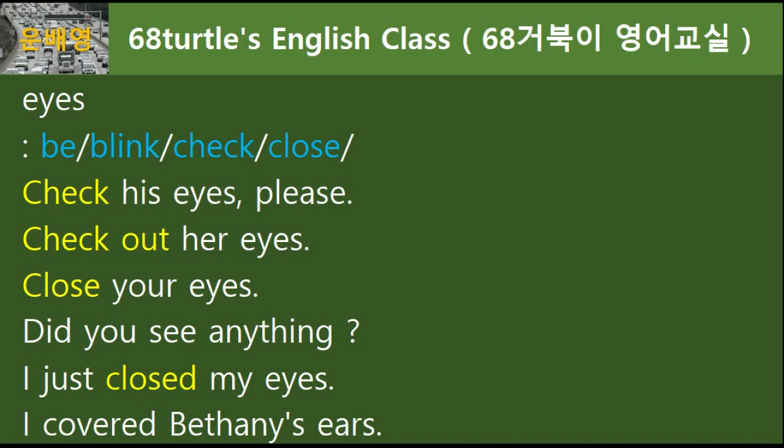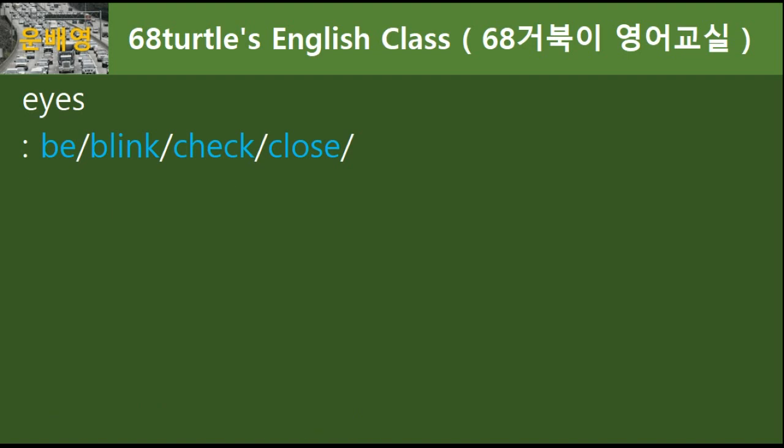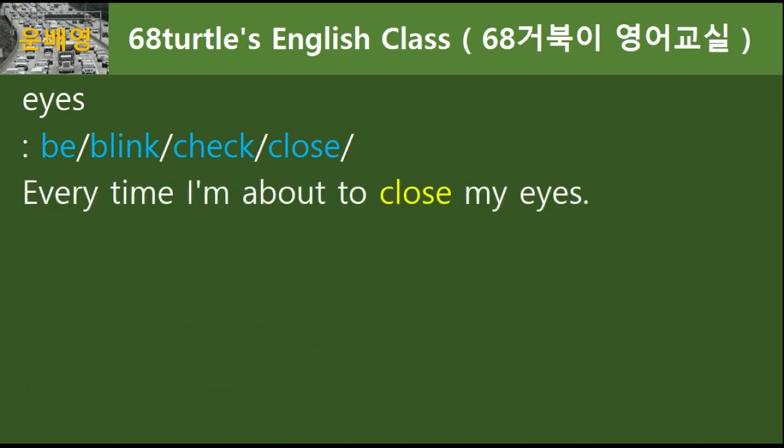Every time I'm about to close my eyes. Be about은 막 뭐뭐 하려고 한다라는 뜻이죠. 매번 내가 막 눈을 감으려고 할 때마다.